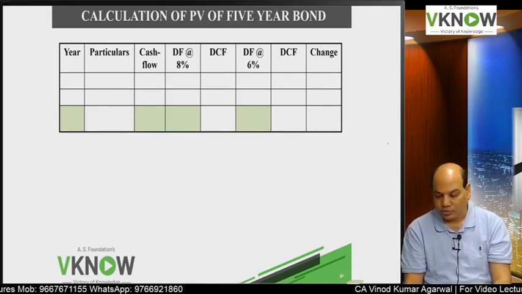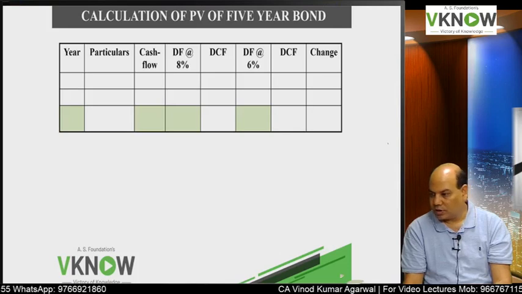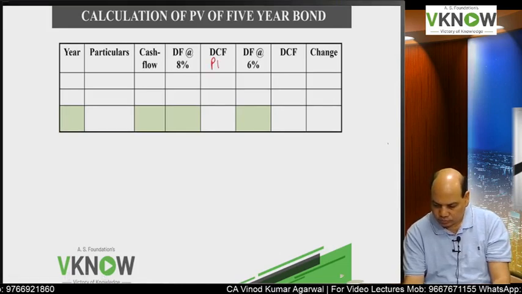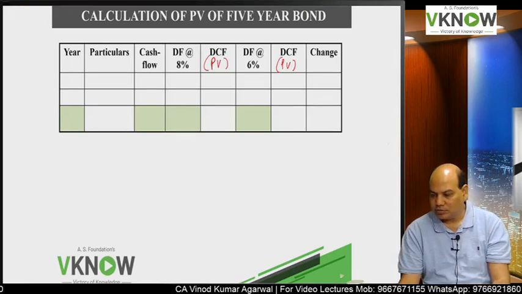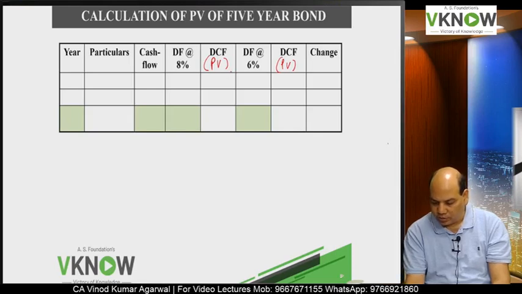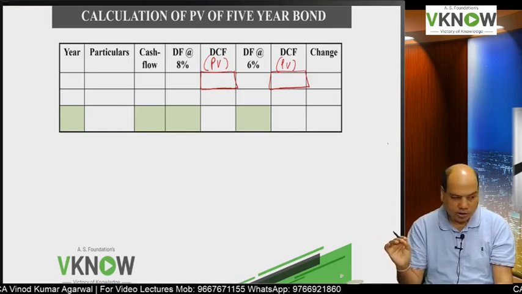Year, particulars, cash flow, discounting factor at 8%, DCF. DCF means discounted cash flow or present value. Then discounting factor at 6%, present value, and then change. Change will be the difference between this and this. How much is the change in coupon, how much is the change in the principal amount.